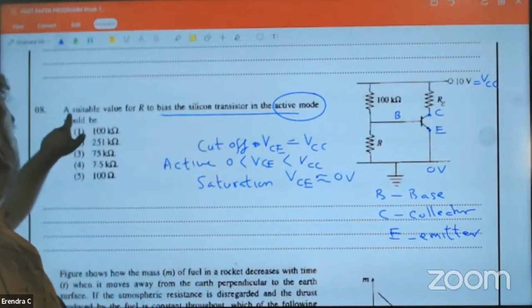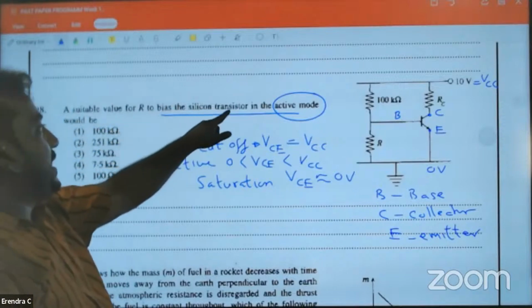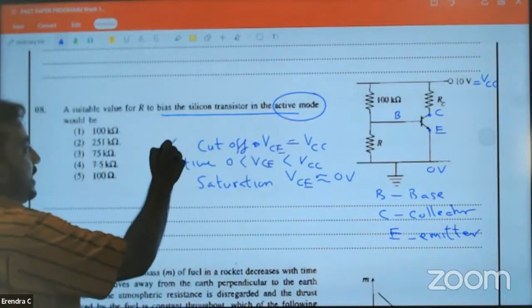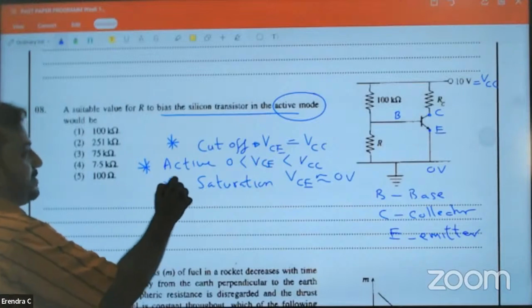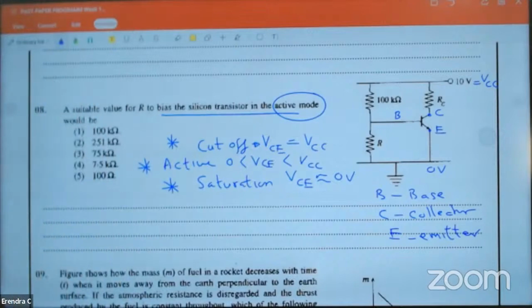So they're asking a suitable value for R to bias the silicon transistor in the active region. First, write these three: cutoff, active, saturation. These are your conditions.